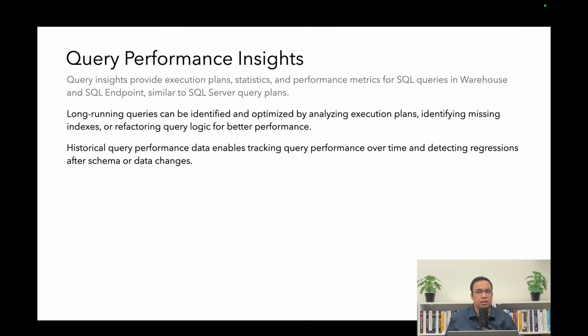Historical query performance data enables tracking query performance over time. You can see if a query that used to run in 5 seconds is now taking 30 seconds. This might indicate data growth that requires optimization or a schema change that broke an optimization.